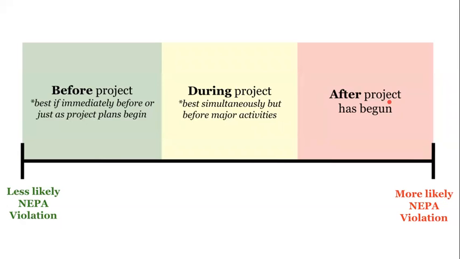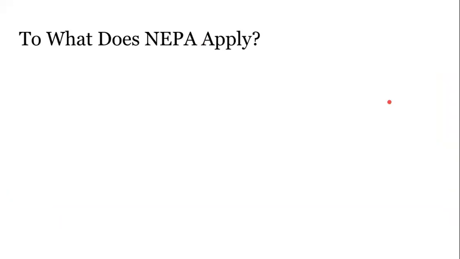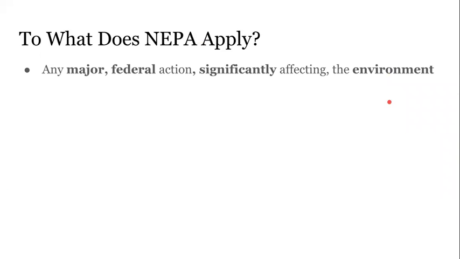So this is a way of trying to understand programmatically NEPA's timing requirement and what that looks like. To what does NEPA apply? NEPA applies to, going back to the terminology we had before, any major federal action significantly affecting the environment. Mainly we talk about the human environment, but it's more extensive than that. So there are terms: major, federal, significant, environment.